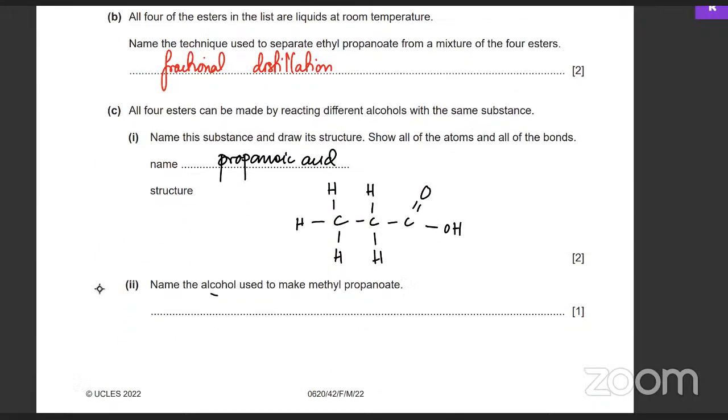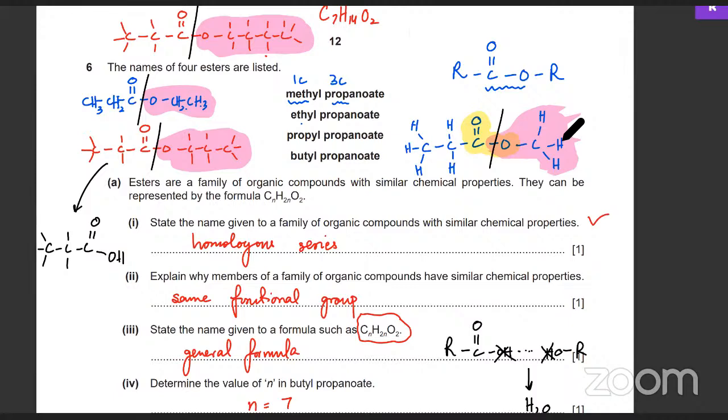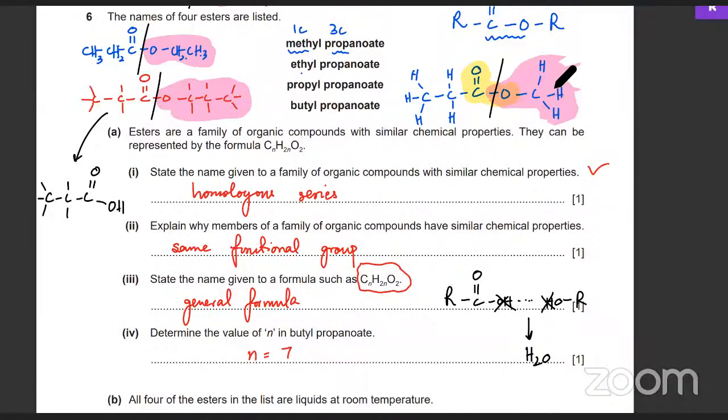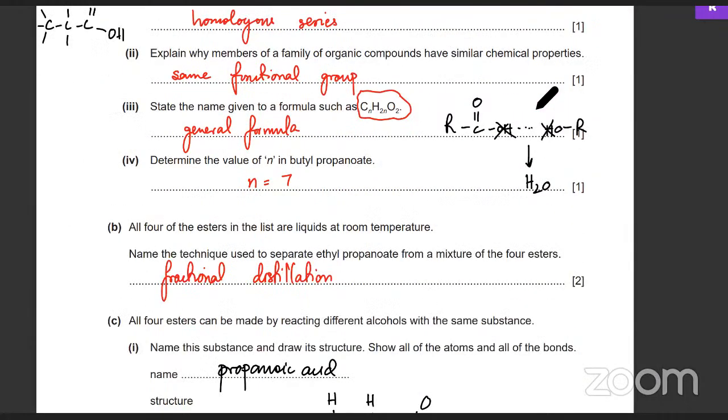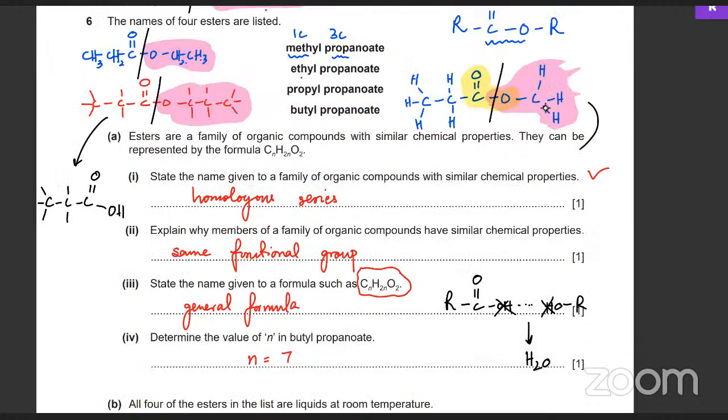Name the alcohol that's used to make methyl propionate. So which one was methyl propionate? It's this one, right? So it's going to be this alcohol. It's a one carbon atom alcohol. So what's a one carbon atom alcohol? One carbon is meth. So this one is going to be a methanol molecule. Before it was an ester, it used to be an alcohol. It was OH, and the carbon had three H's bonded to it. So it was a methanol molecule.